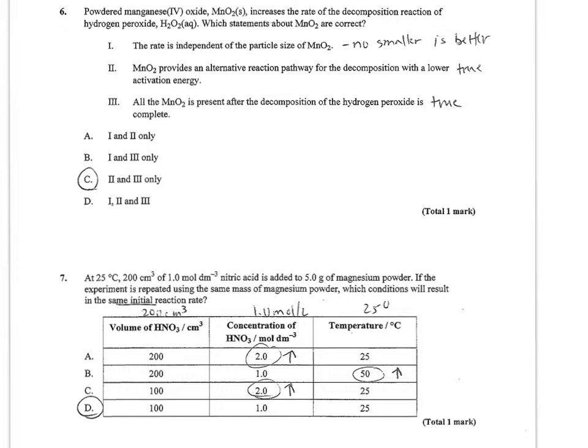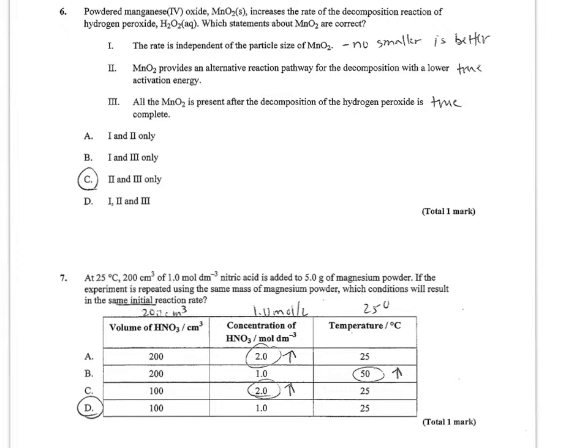MnO2 provides an alternative reaction pathway with a lower activation energy. That's true. That is exactly what a catalyst does. And 3, all the MnO2 is present after the decomposition of the hydrogen peroxide is complete. That's also true, because a catalyst may be altered during the reaction, but at the end of the reaction, it's there in its original form. So C, 2 and 3 would be true.